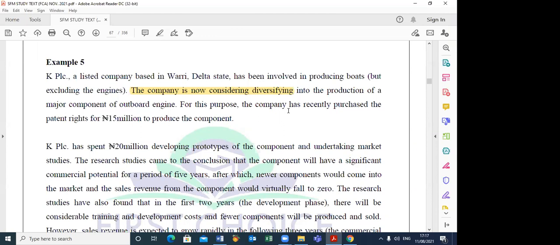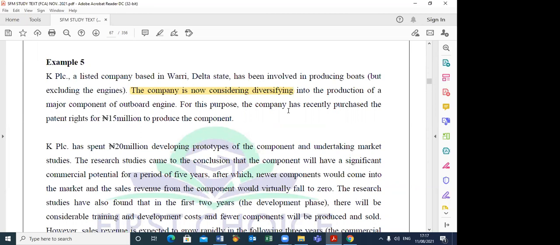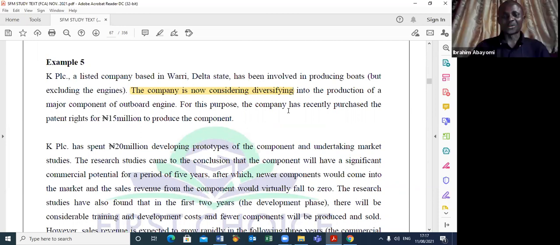Now look at it. The principle you should adopt when we are carrying out discounting technique is that the cash flow you are using should be future cash flow. What did I say? The cash flow you are using should be future what? Cash flow. Now, looking at this, is this a future cash flow? No, this is not a future cash flow. This is a historical cash flow, because that patent has already been purchased.